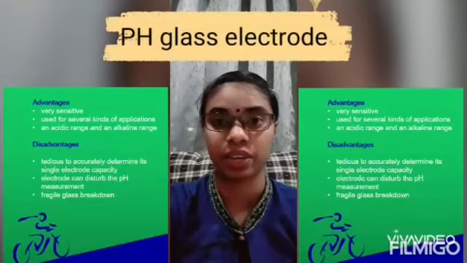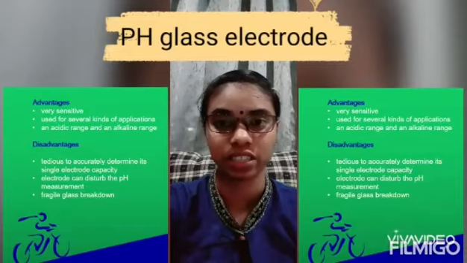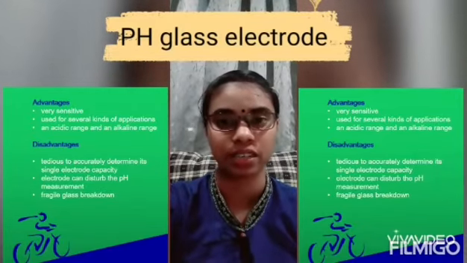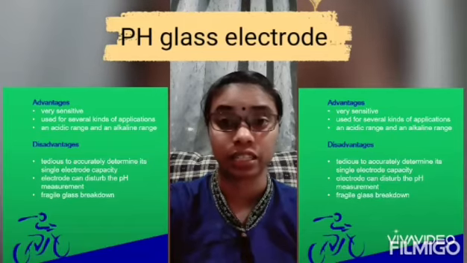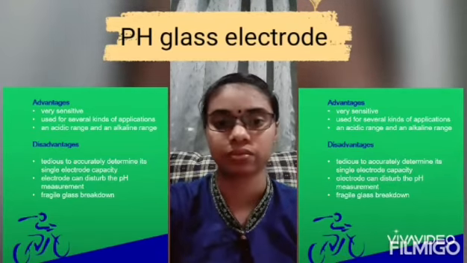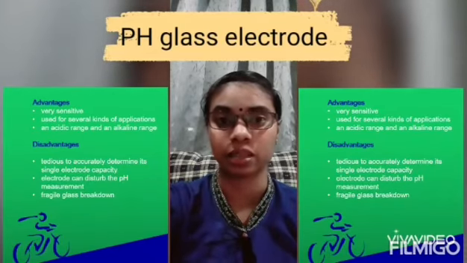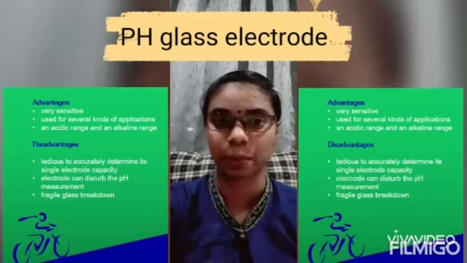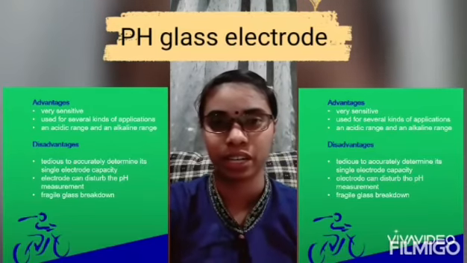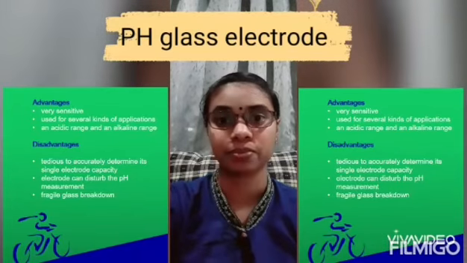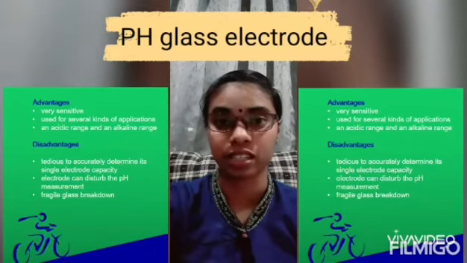Number 6 is pH glass electrode. The advantages are the glass electrode is very sensitive. It is used for several kinds of applications. It covers an acidic range and alkaline range of pH. The disadvantages are it is tedious to accurately determine its single electrode capacity because it depends on many factors. Deposits on the membrane of the electrode can disturb the pH measurement. The probability of fragile glass breakdown.